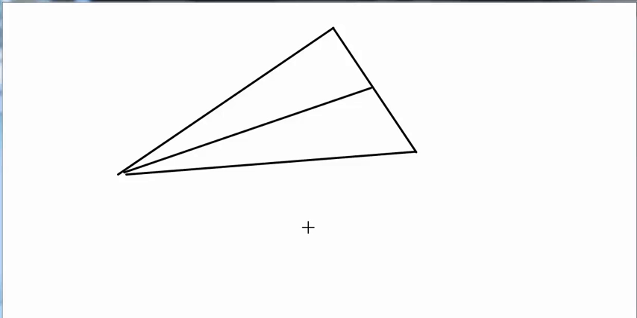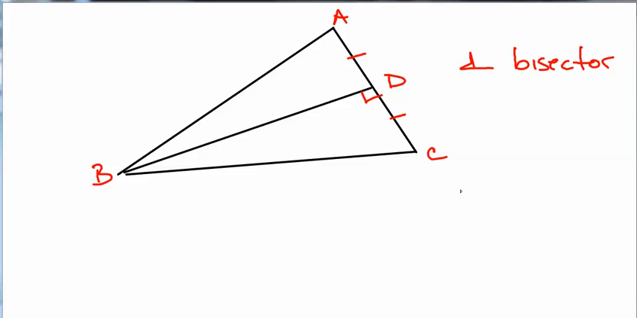Bad picture. We're going to go with it anyway. So if that's 90 and these two are congruent, then BD, what's its relationship to AC? It's a perpendicular bisector, isn't it? Perpendicular bisector. And if BA was 4x and BC was 6x minus 10, then solve for x.